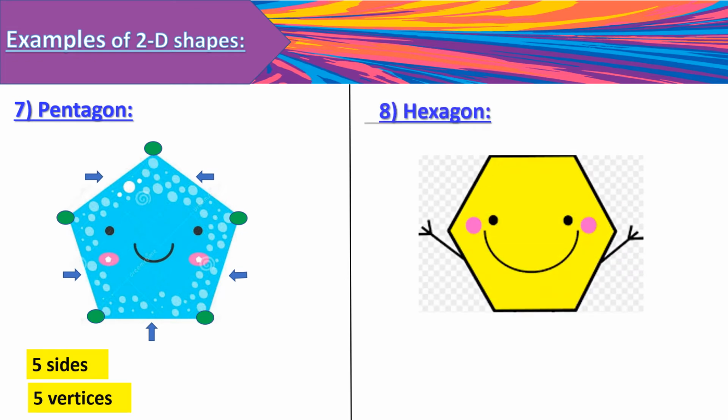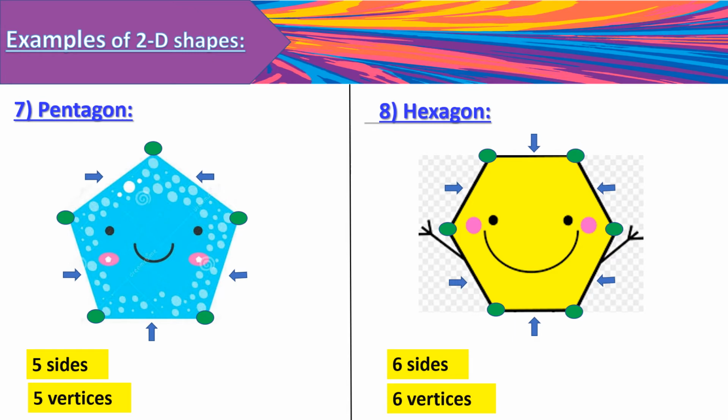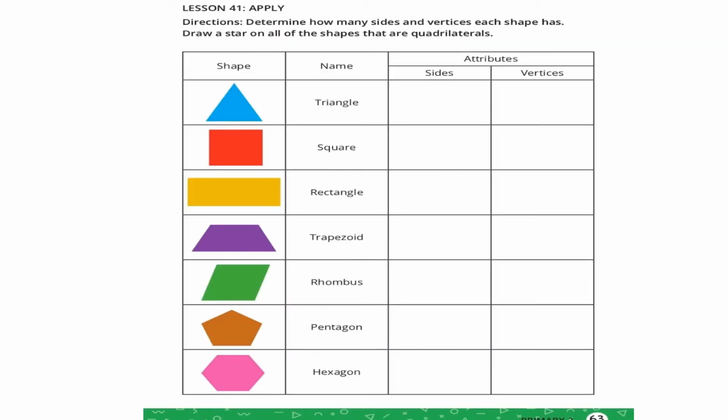Hexagon. How many sides do you have? 1, 2, 3, 4, 5, and 6 sides. How many vertices do you have? 1, 2, 3, 4, 5, and 6. 6 vertices. Let's practice together with our math book.